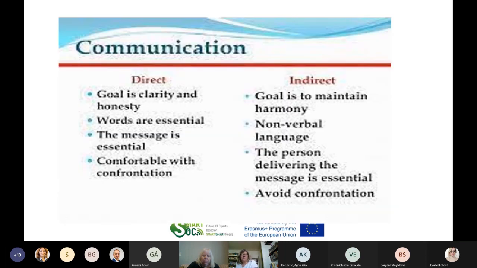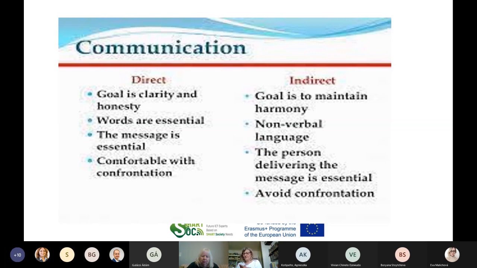What does it mean? It means, for example, that when you have some direct communication, you try to go to the goal. You try to be clear and to express directly what you want to say. So words are quite essential. The message is quite essential and, let's say, short maybe, but not always. In indirect communication, the goal is to maintain harmony.